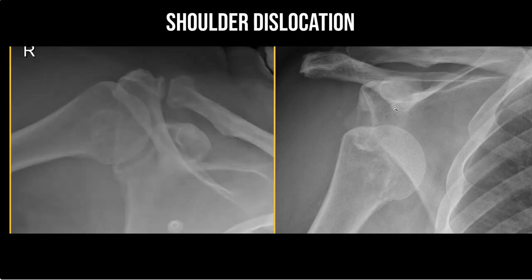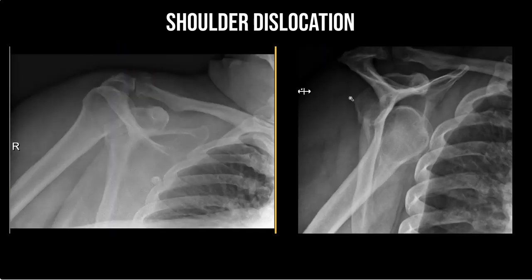Now after reduction, this is how the X-rays look. The X-ray on the right is where the head is dislocated out of the shoulder joint, and the X-ray on the left is where you can see the head is inside the glenoid cavity, or the glenohumeral joint is intact. If you look at the lateral view both pre-reduction and post-reduction, you can see on this one that the glenoid is separate and the head is lying outside the joint, whereas on the left-hand side you can see the head is very well located.